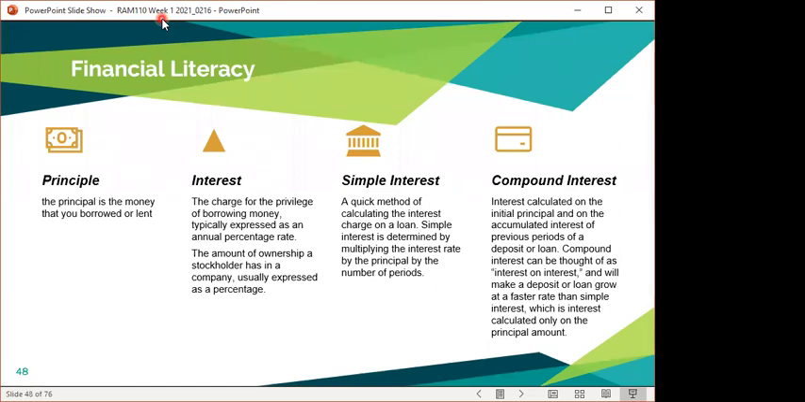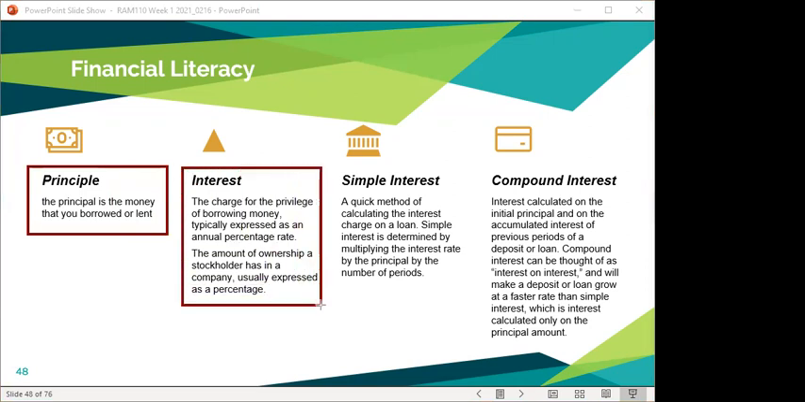All right, financial literacy. We're going to talk about principal, interest, simple interest, and compound interest. I'm going to go fairly quickly through this. This is really something that you can do on your own, but it talks about when you are borrowing money or when money is borrowed or earned, there's a principal amount of money, and then there's interest associated with that.